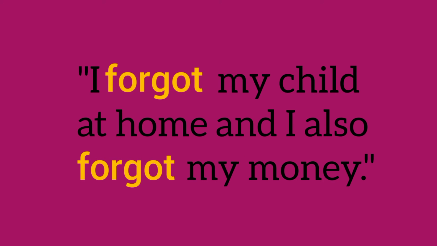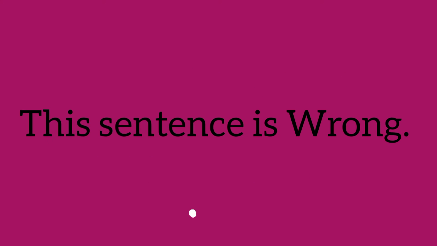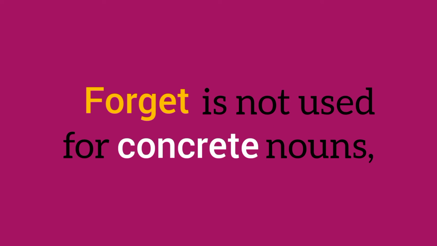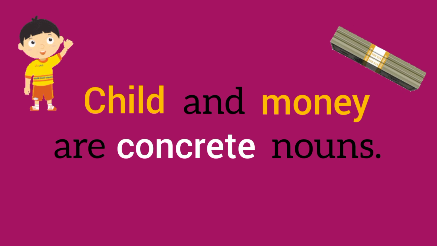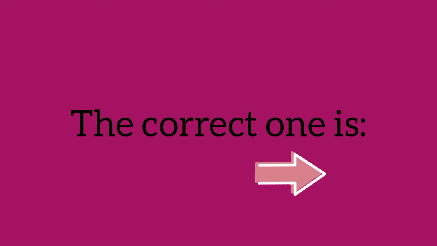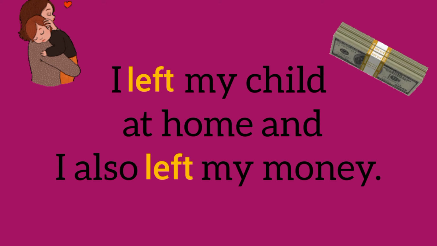I forgot my child at home and I also forgot my money. This sentence is wrong. The reason is this: forget is not used for concrete nouns. Child and money are concrete nouns. You cannot use forget for things that are concrete. The correct one is I left my child at home and I also left my money.